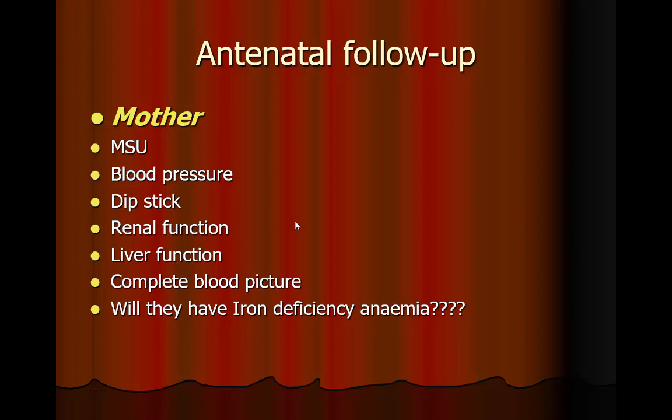How can we follow the patient antenatally? The mother must send a midstream urine to exclude an infection, blood pressure, urine for protein, renal function test, liver function test, and complete blood count. Will they have iron deficiency anemia? No, because of hemolysis the iron will be deposited and the serum ferritin level will be high in hemolytic anemia.